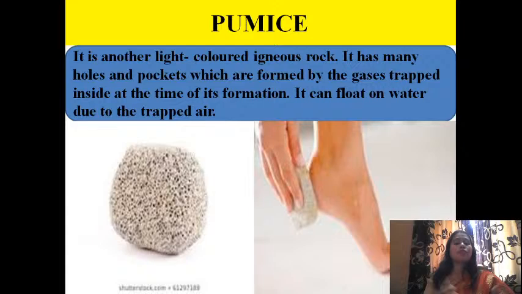Okay, so when you put this rock on water, you can see it floats on water, due to the trapped air. Though it is a rock and it floats, how is it possible? It is because of what? Holes and pockets. Okay, because this rock traps air, that is why it floats on water.